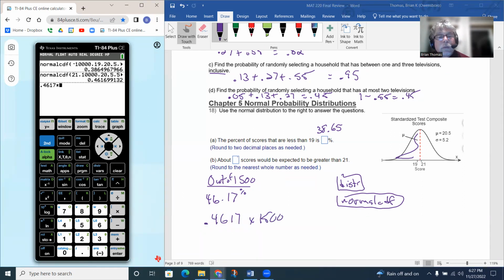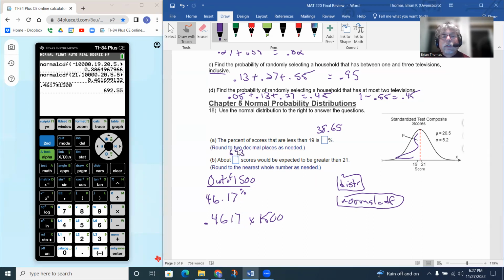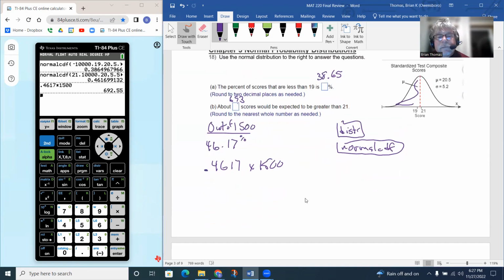0.4617. If we multiply that by 1,500, that'll tell us how many scores were actually greater than 21. And this says round to the nearest whole number. So 692.5 would round to 693. So this would be 693 scores would be expected to be greater than 21. Okay.